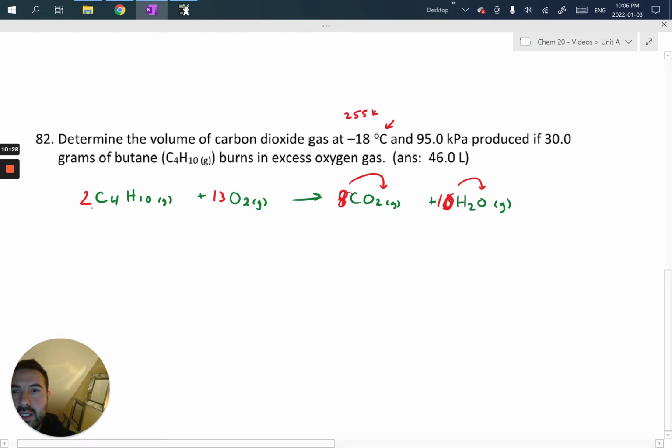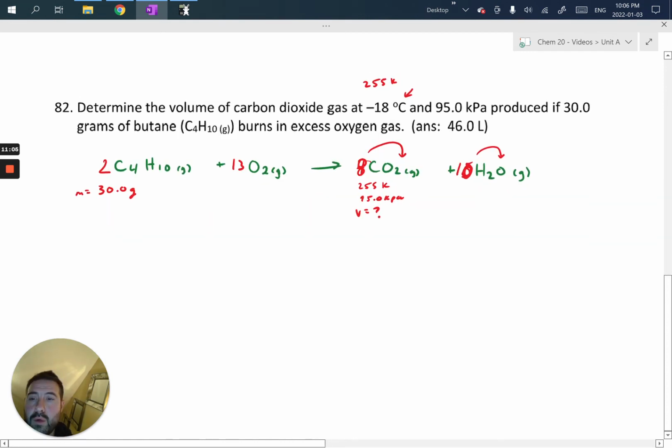And okay, so let's write down, we have 30 grams of butane. We're looking at carbon dioxide here. So we have 255 Kelvin. We have 95.0 kPa. And I guess that's all that we have. Okay. So I want to find the volume of carbon dioxide gas. That's what I'm looking for.